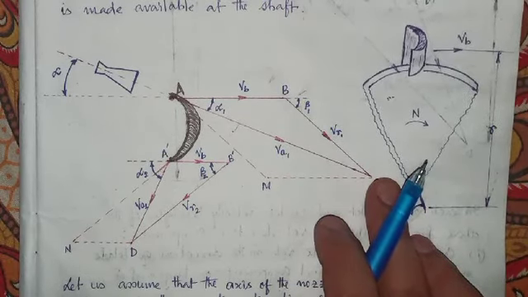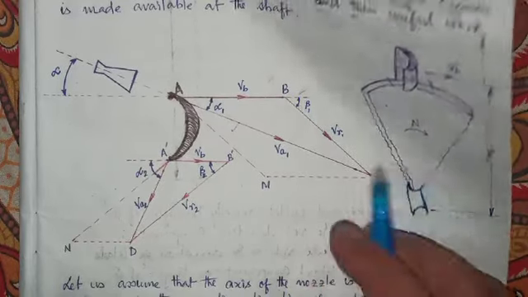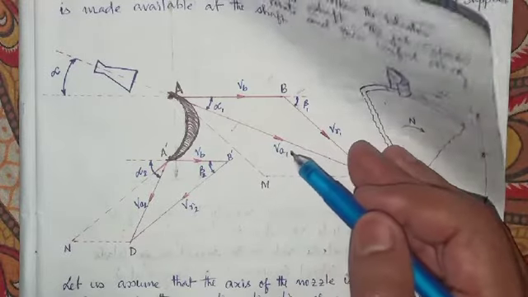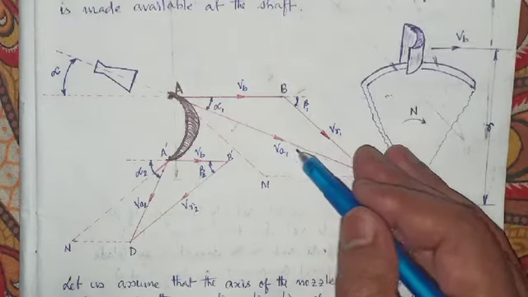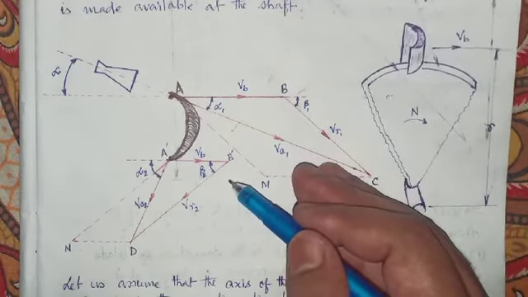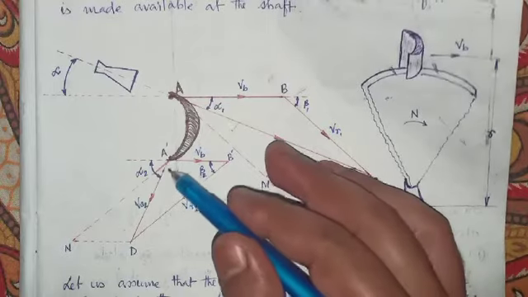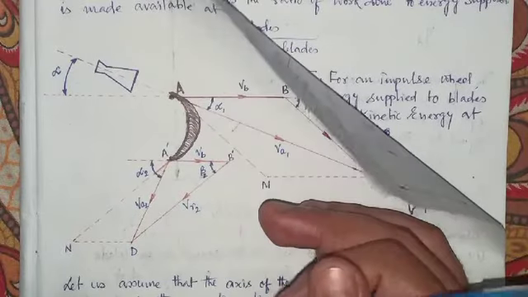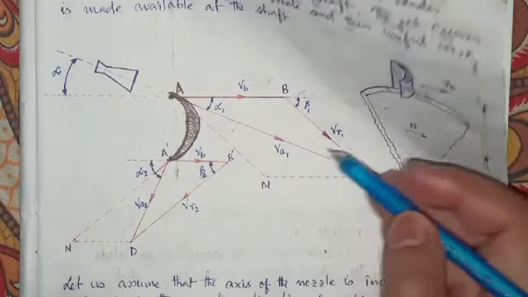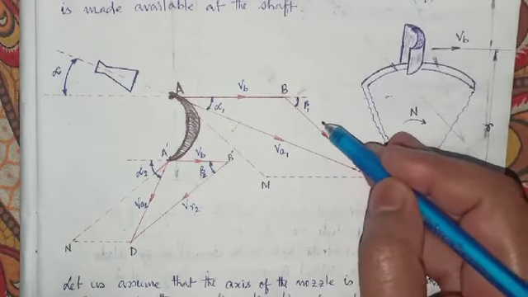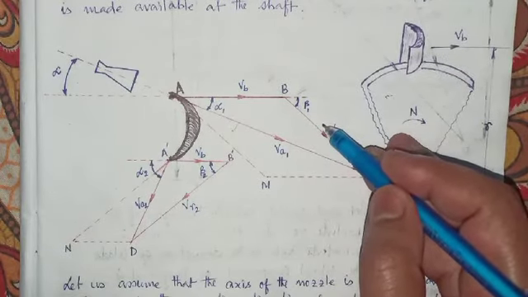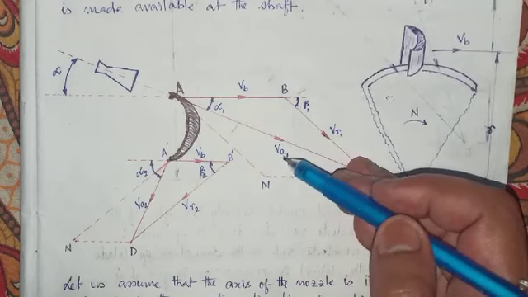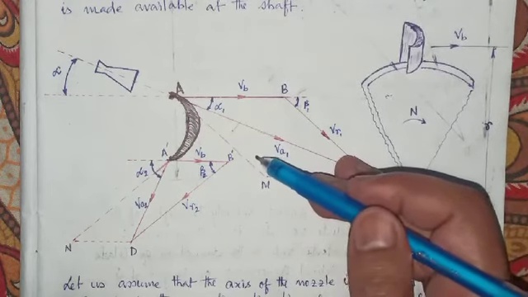Now the vectorial subtraction of the blade speed VB from the absolute velocity VA1. So this is the absolute velocity. The jet will have two absolute velocities, once when it is entering and once when it is leaving. Now the relative velocity is expressed as VR1, with which the steam from the stationary nozzle enters the moving blade, as shown in the figure.